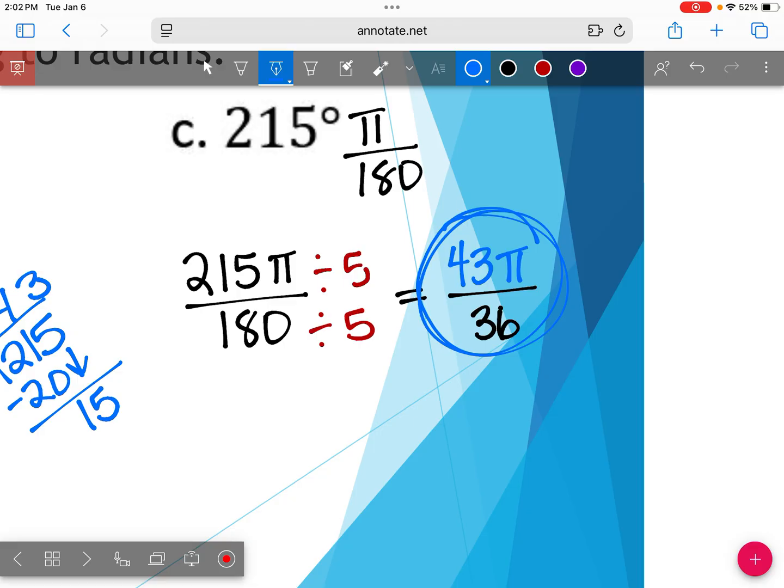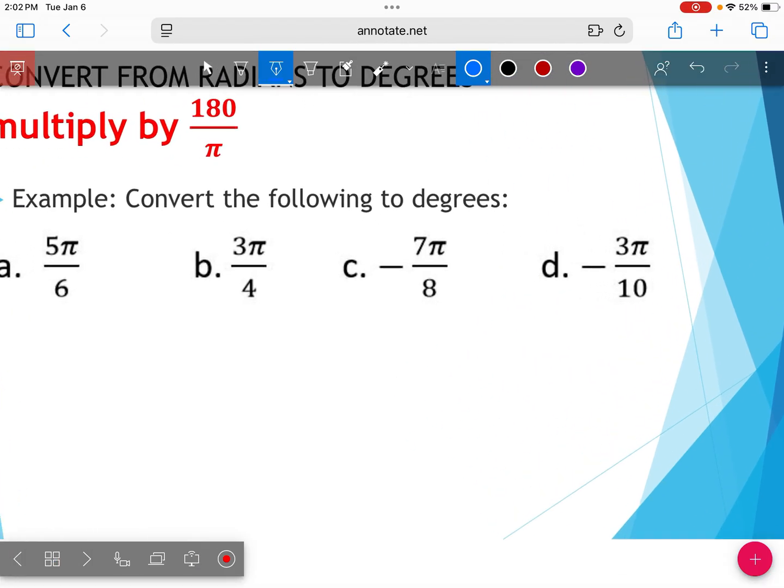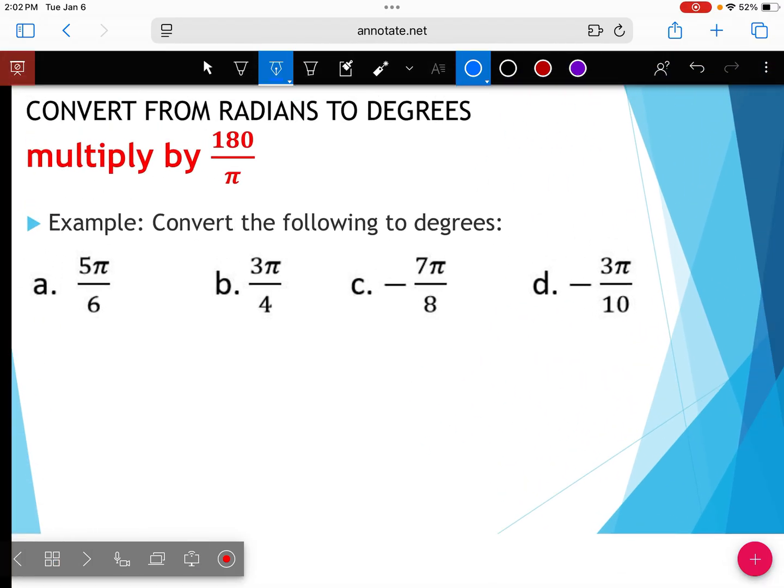All right, now let's go the other direction, where I'm going to give you it in radians, and I want you to change it to degrees. So you have to know how to go from degrees to radians and also radians to degrees. I'll give you a moment to copy these 4 down, and then we'll go through it together.